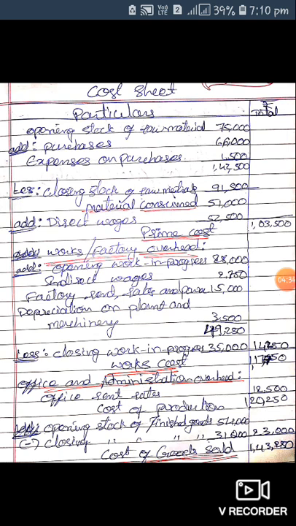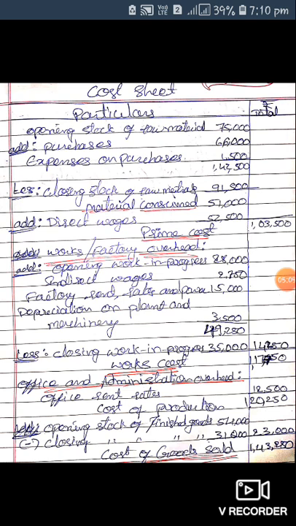And to that we have to add direct wages. So direct wages are 52,500. After adding these direct expenses, we'll get the prime cost. That means these are the major costs which are involved in any production. That becomes 1,03,500, that is the prime cost.